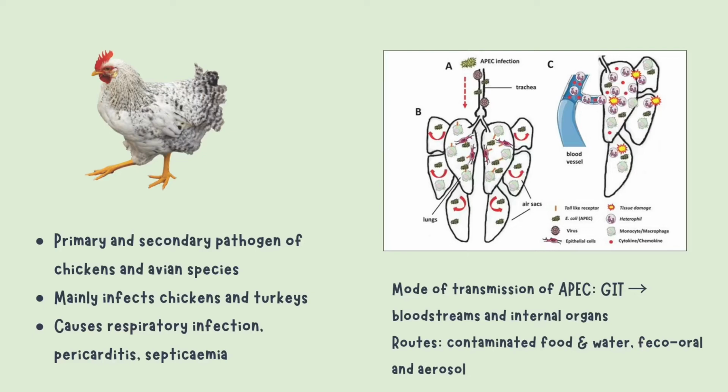APEC causes extra-intestinal infections, which are the main causes of respiratory infection, pericarditis, and septicemia in poultry. APEC's mode of transmission is invading the gastrointestinal and respiratory tracts and reaching the bloodstream and internal organs. Chickens can also be infected from contaminated food and water, fecal-oral, and aerosol routes.